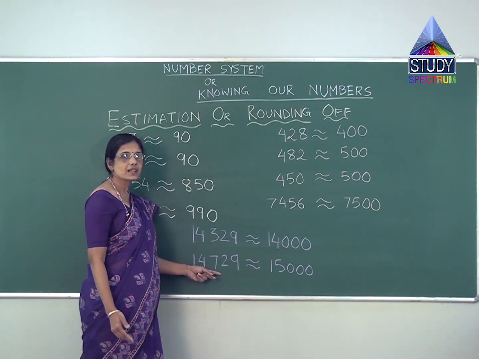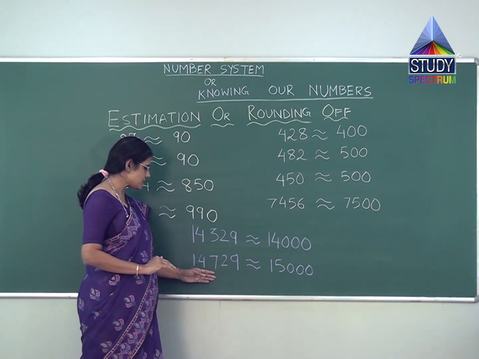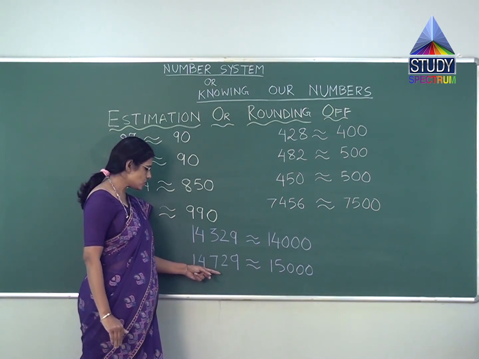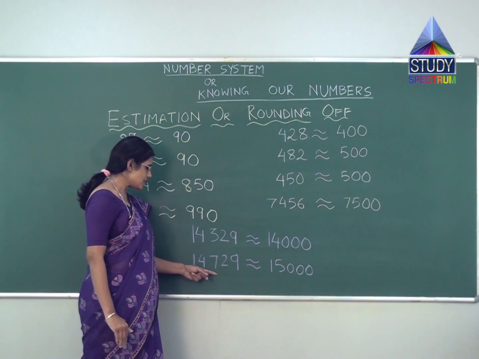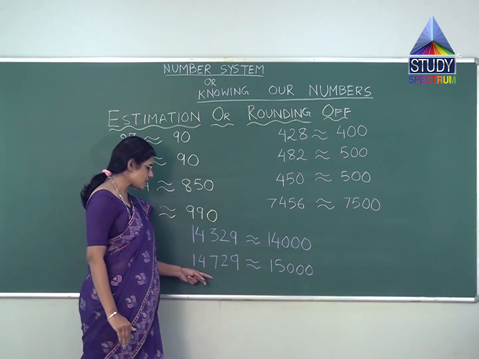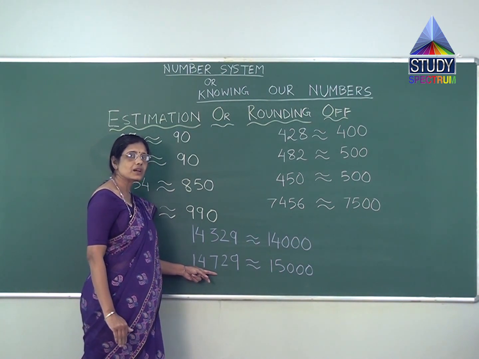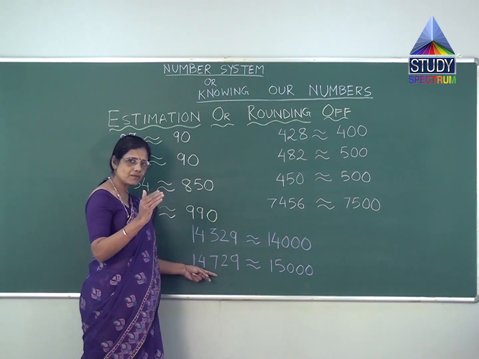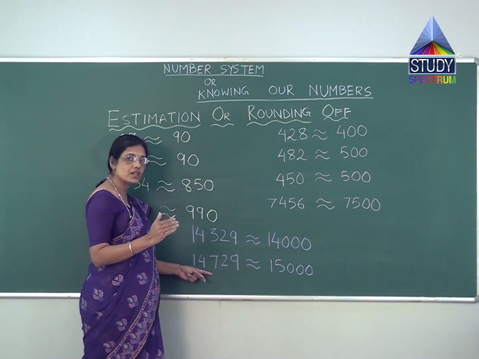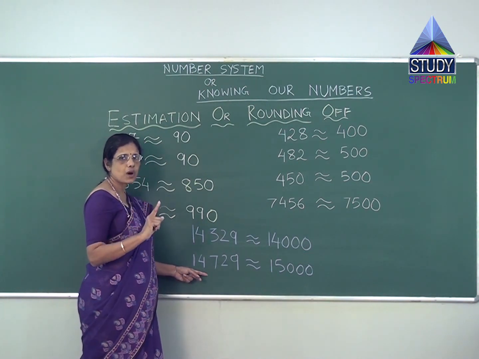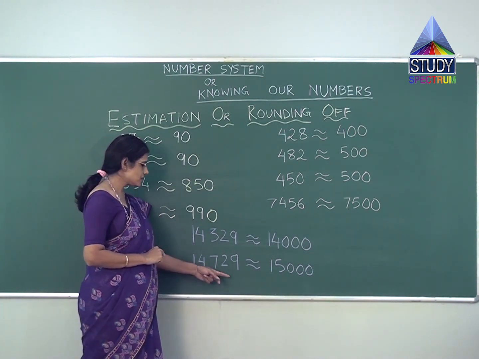Now I want to change the nearest thousands of the same number. Nearest 1000, if I change, then it will change. Nearest 1000 means I have to look at the hundreds position, and the hundreds position is 7, which is more than 5. So which digit do I have to change? I have to change the thousands digit by adding 1. So it will be 15,000.